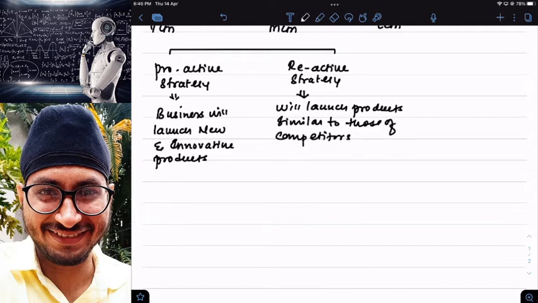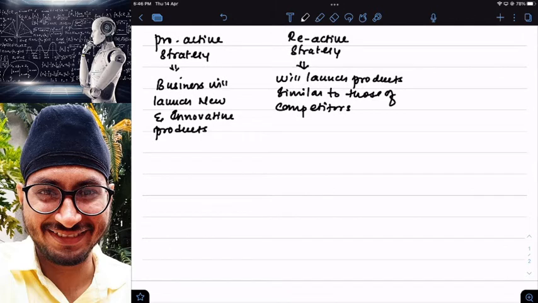Clear? So in proactive strategy, what is going to happen? Business will launch new, innovative products which are not available in the market. But in reactive strategy, I will not do anything new. I will wait for my competitor to launch something. If my competitor is successful, then I will launch the similar product in the market. That is called what? Reactive strategy. So in reactive strategy, I will launch products similar to those of competitors.